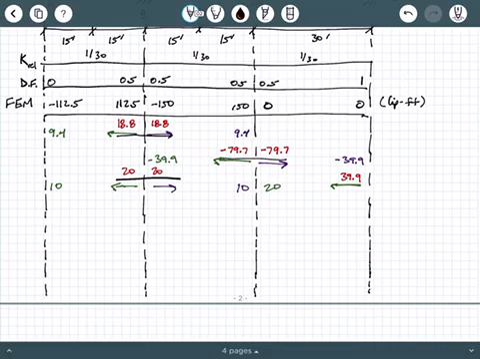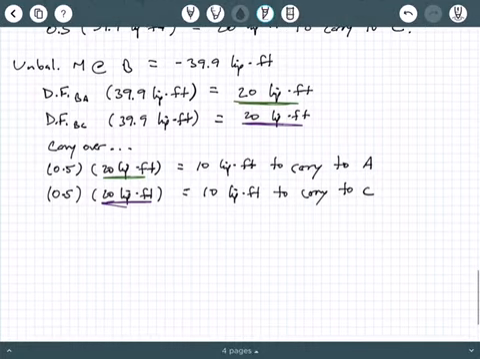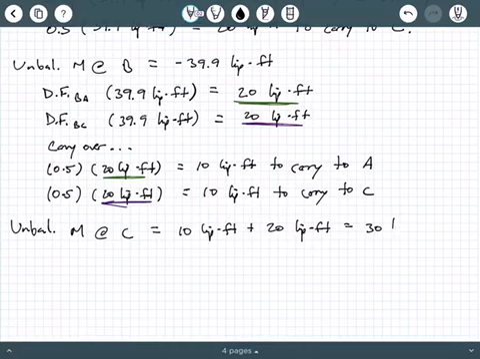What's not balanced now? Well, C is definitely not balanced. We have an imbalance right here. If you added up all these moments vertically down, they would not equal 0, and they should have a net value of 0. So we're going to go to unbalanced moment at C. What is that equal to? Well, that's equal to 10 kip feet plus 20 kip feet, which is 30 kip feet, okay? And then we're going to distribute that.